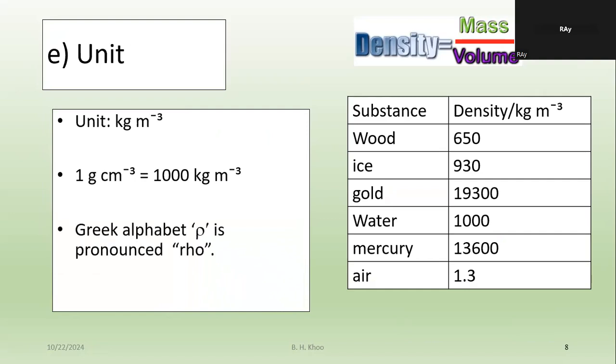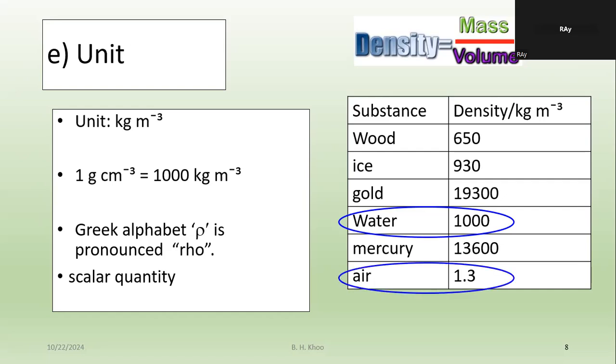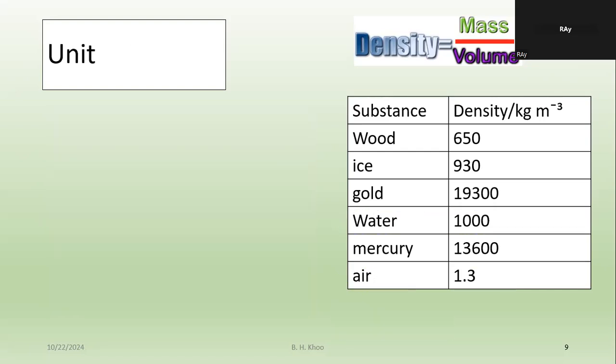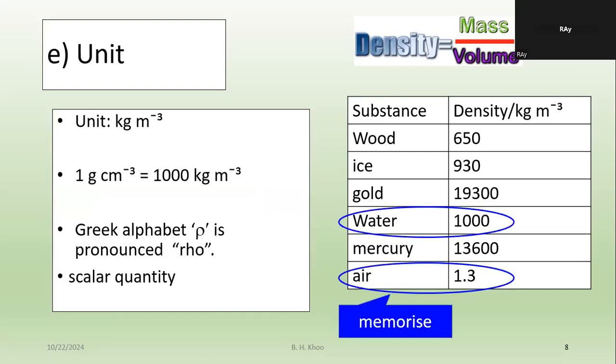We use the Greek alphabet rho to represent density. It's a scalar quantity. Water is 1000 kilogram meter minus 3. Air is 1.3. So it's roughly about 1000 times bigger, the density of water compared to the air. So these two you need to remember, memorize it. They can ask you in the exam.